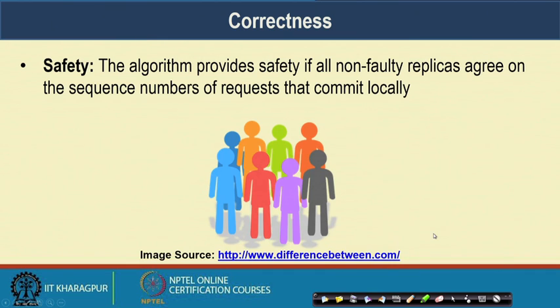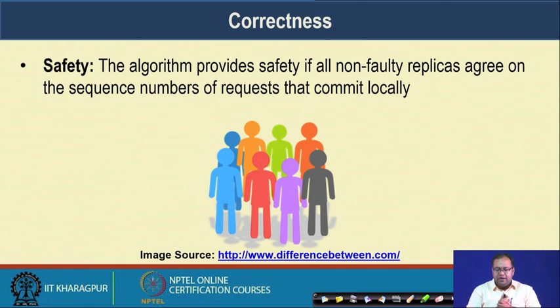So, the safety property of the algorithm. The algorithm provides safety if the non-faulty replicas agree on the sequence numbers of the requests that commit locally. We have observed that if you receive a plus 1 number of messages from the correct replicas out of the 2a plus 1 messages that you are going to receive, and all the replicas rely on the latest sequence number, then that request gets committed. So, only the latest sequence number will get committed in the system, which ensures the safety criteria.